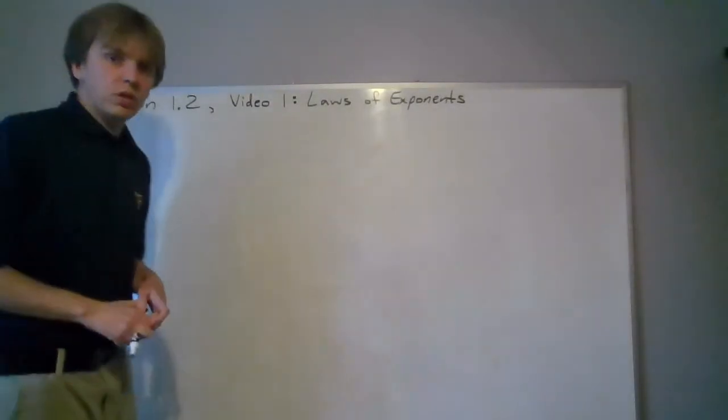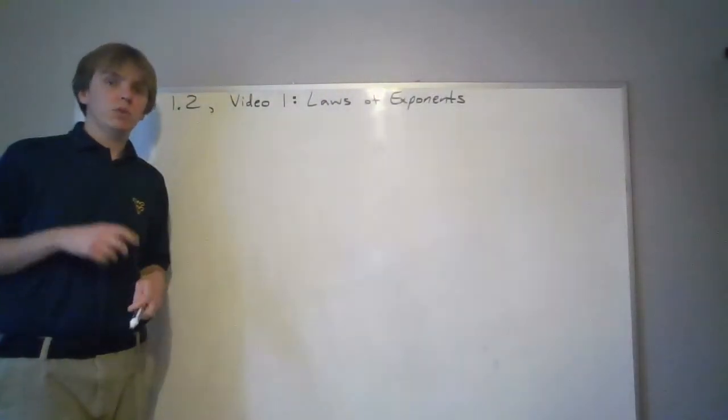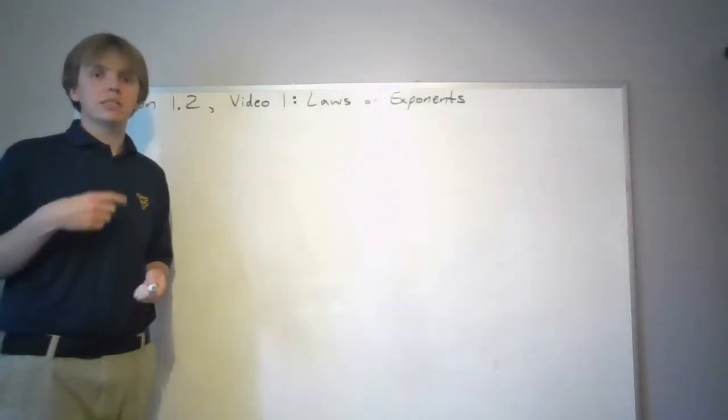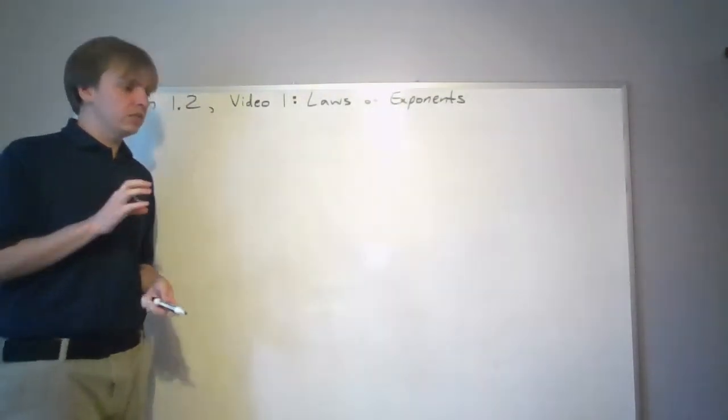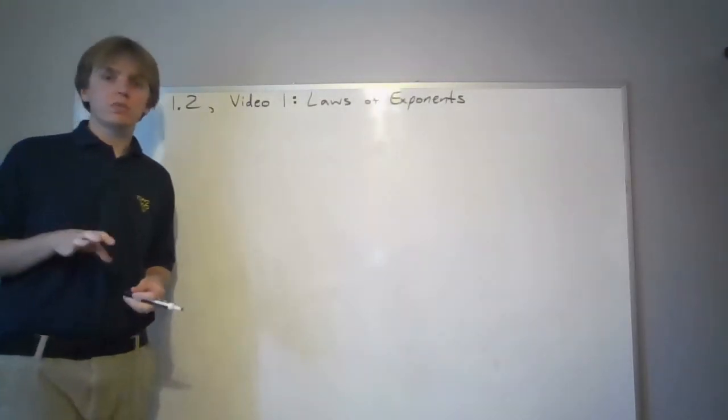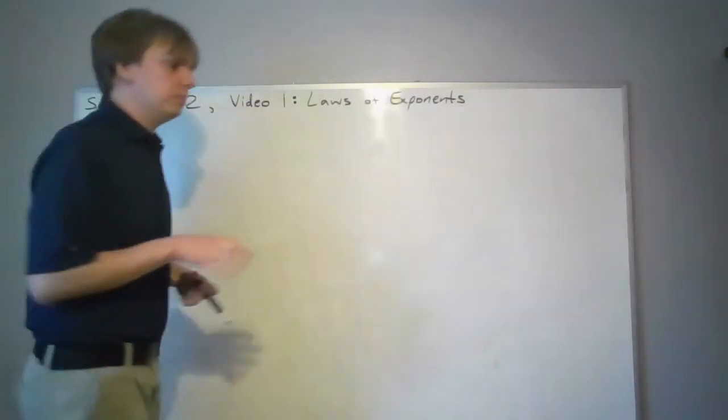Okay, in this section we're going to look at the laws of exponents, and we're going to try and go through them one at a time and see why each one is true. So just to start off, what I'm going to look at is what happens if I multiply two different exponents together. So here's what I mean.